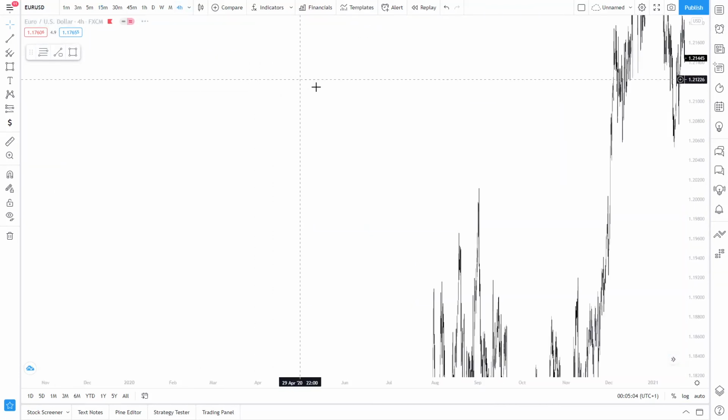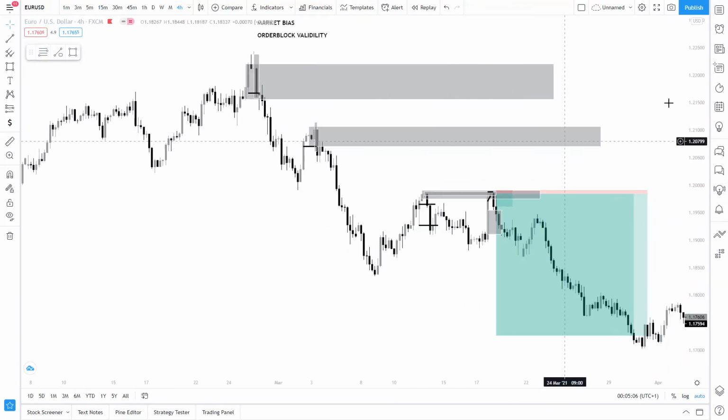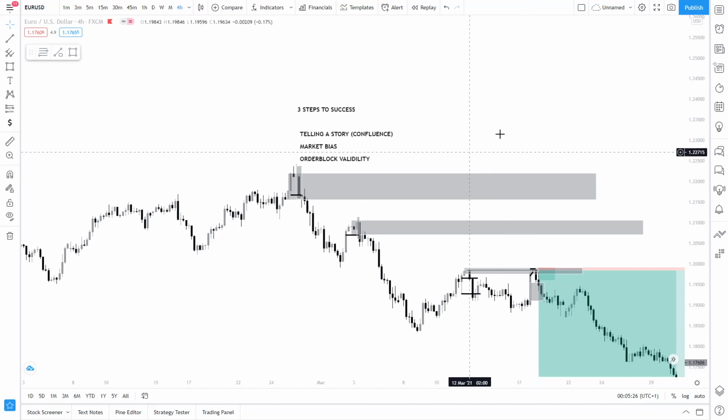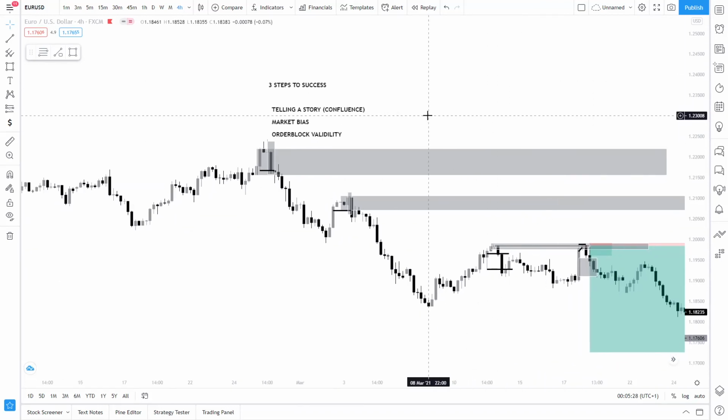So, I think I've explained it pretty well, but there are 3 steps we need to look for in a trade, and what we like to do. We like to look for the story, which I've explained, market bias explained, and order block validity, which I think I've explained really well. Remember, if you're in a bullish market, it's the last buy before the sell. If you're in a bearish market, it's the last sell before the buy. Oh, my bad, I got mixed up. If you're in a bullish market, it's the last sell before the buy. Bearish, last buy before the sell.